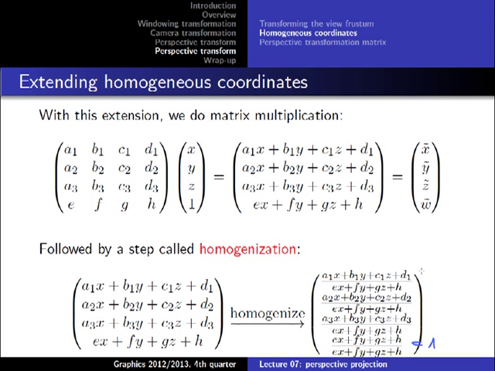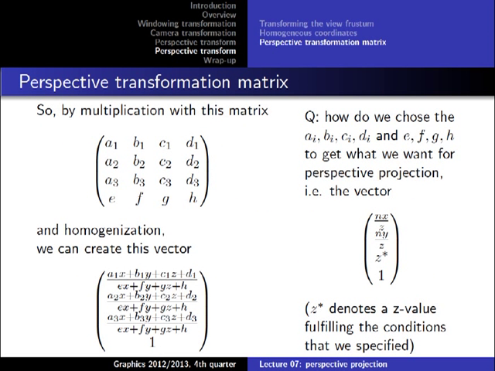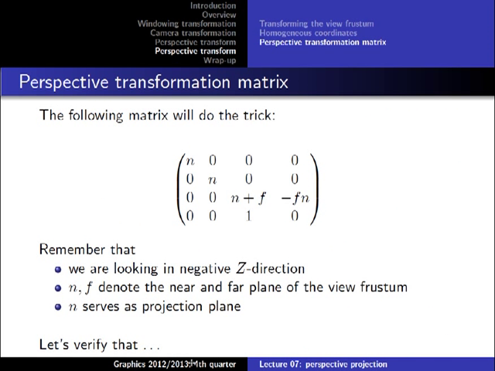And here it creates whatever we want to create by choosing these AI and BI and CIs and EFGHs appropriately. And of course, how do we have to choose them to achieve this? That's now the big question. We do this by this matrix. So this is one of the matrices that achieves this result. Negative z direction, n and f are the near and the far plane, and we project towards n. Then this is a transformation matrix that does this transformation from the view frustum to the orthographic view volume.